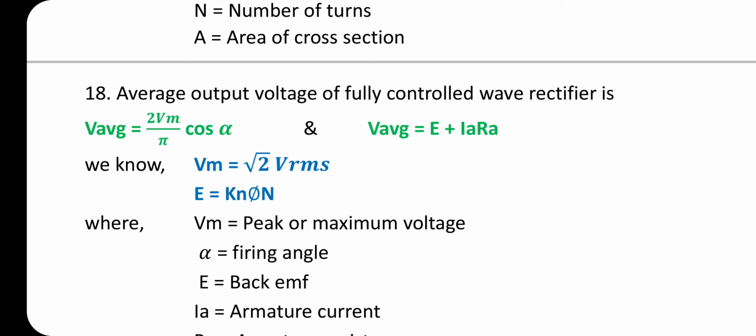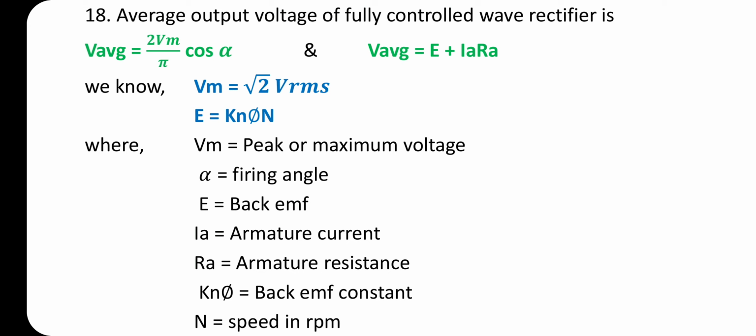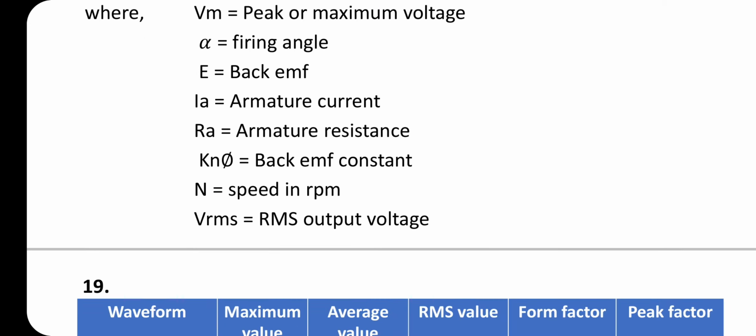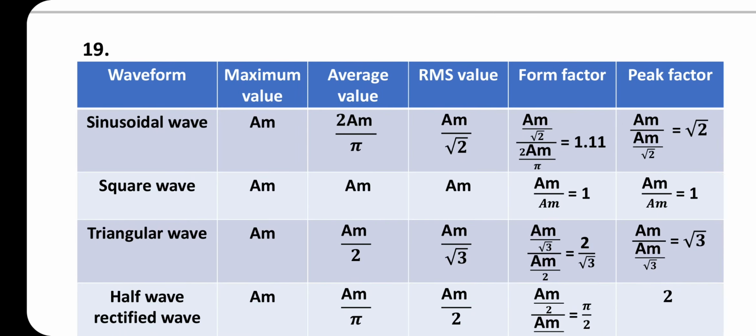18th one. Average output voltage of fully controlled wave rectifier is V average equal to 2 Vm by pi cos alpha, and the other equation for V average equal to E plus IaRa. We know that Vm equal to root 2 Vrms and E equal to Kn phi n, where Vm is the peak or maximum voltage, alpha is the firing angle, E is the back EMF, Ia is the armature current, Ra is the armature resistance, Kn phi is the back EMF constant, N is the speed in RPM, Vrms equal to RMS output voltage.